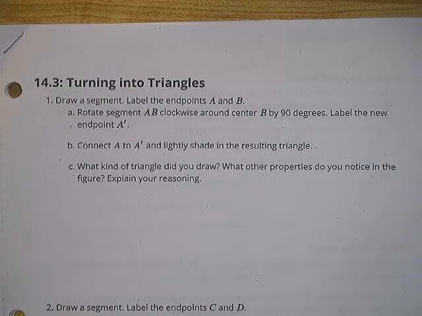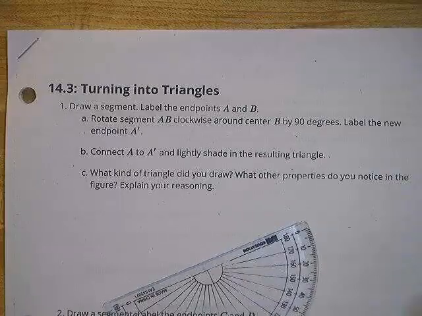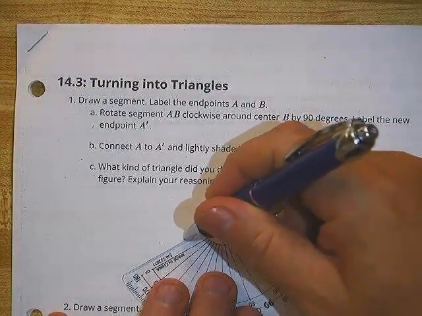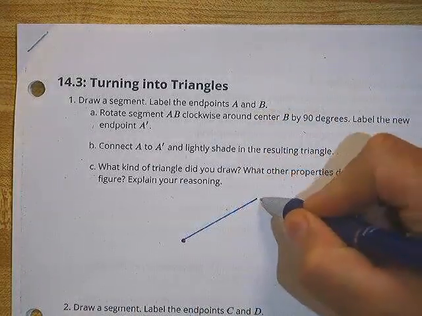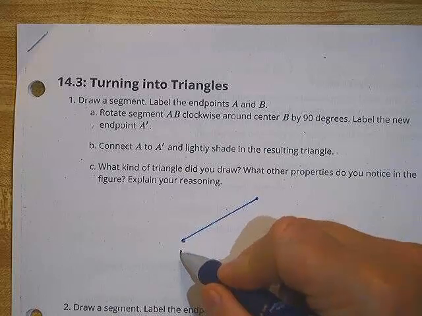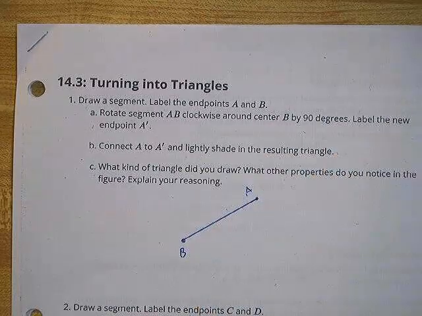Problem number 1 says draw a segment, label the endpoints A and B, rotate segment AB clockwise around center B by 90 degrees, label the new endpoint A prime, connect the 2 points A and A prime, and then what is here, the triangle. What type of triangle do you have? So if you would go ahead and complete this construction. And then turn the video back on when you're ready to continue.